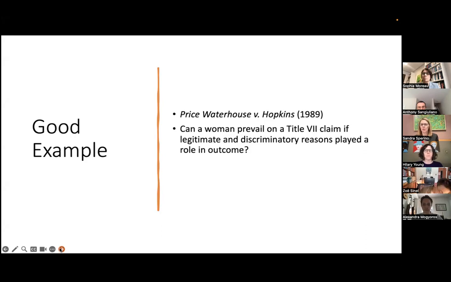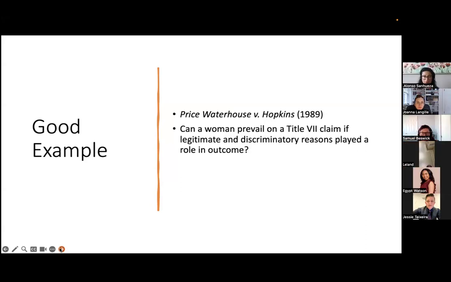And it was unclear why she didn't make partner. Some of the partners in the comments in her promotion process had said that she wasn't good with clients. Others had said things that sounded like they might be based on merit, but also might be intertwined with her sex. So for example, they said that she was often rude to the administrative staff, but it wasn't clear whether men were being held to that same standard of being nice to the administrative staff. And then other partners used language that sounded like sex stereotyping.